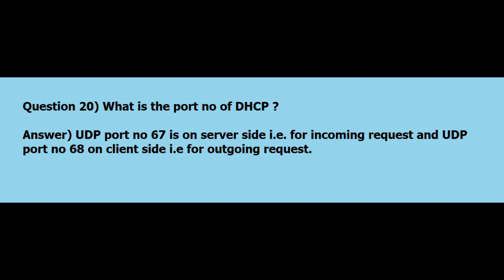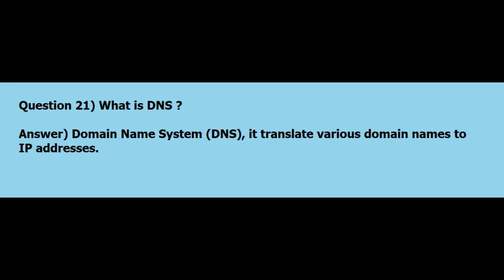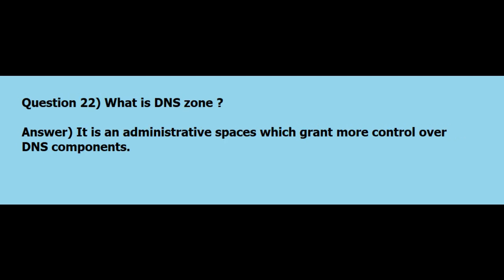Question 20. What is the port number of DHCP? Answer. UDP port number 67 is on server side for incoming request and UDP port number 68 on client side for outgoing request. Question 21. What is DNS? Answer. Domain Name System, DNS. It translates various domain names to IP addresses. Question 22. What is DNS zone? Answer. It is an administrative space which grants more control over DNS components.